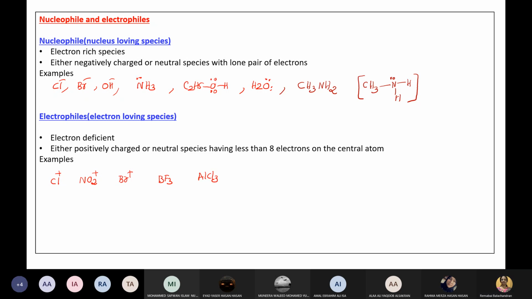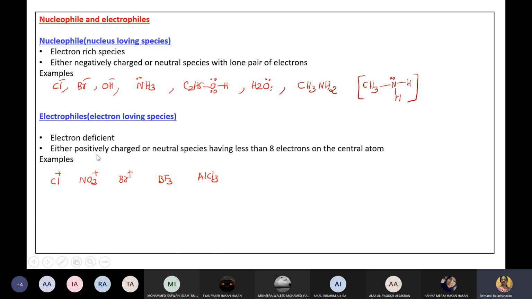Okay, so now next, electrophiles. Electron-loving species, so it's the opposite. Electrons are negatively charged, so electron-loving species may be positively charged. So they are electron deficient. Understood? Just opposite. Nucleophiles are electron-rich species, and electrophiles are electron-deficient species.